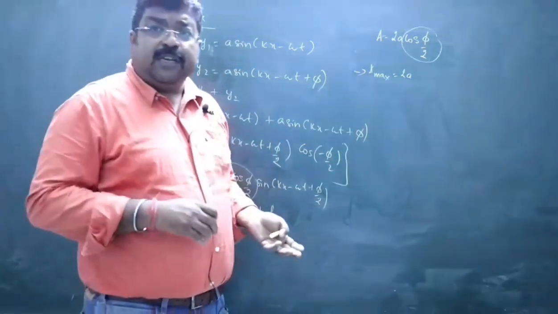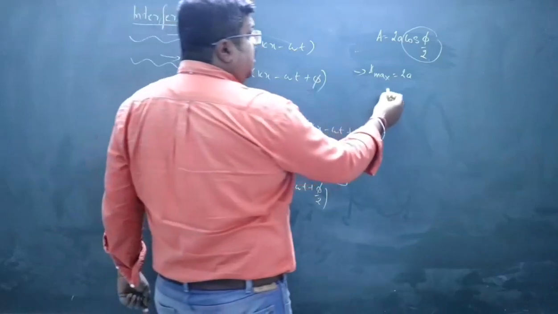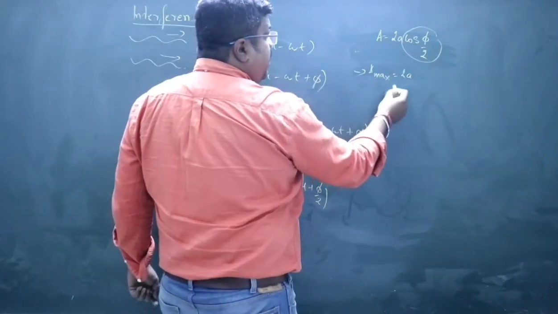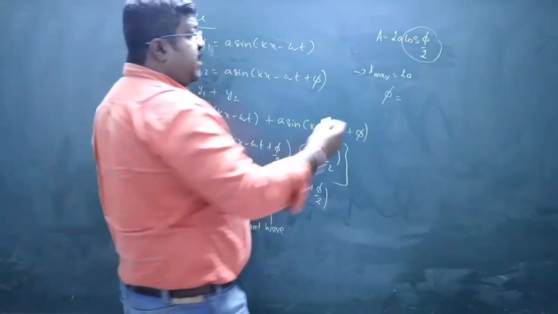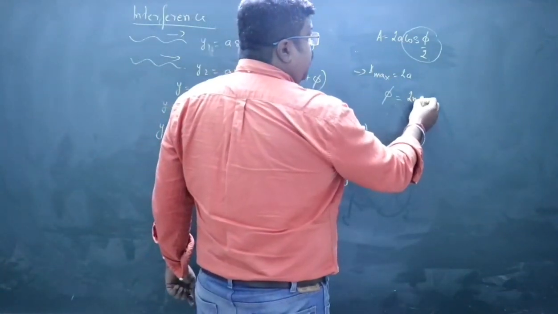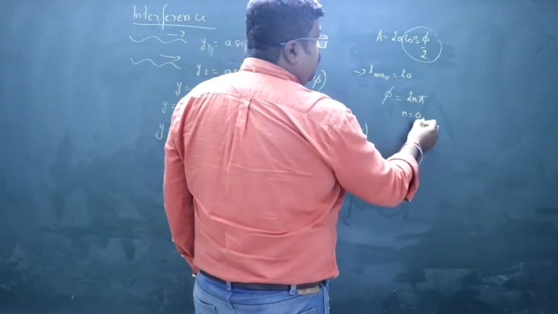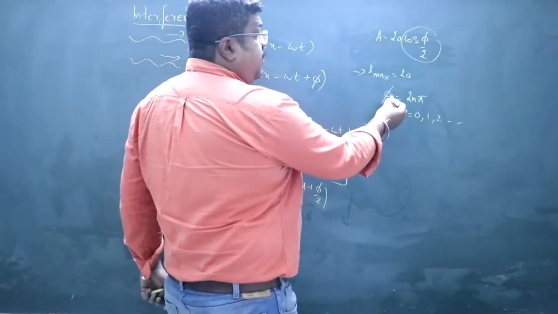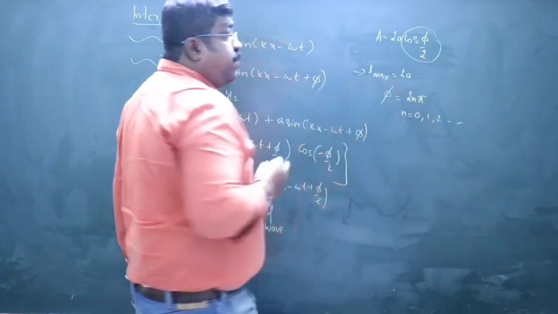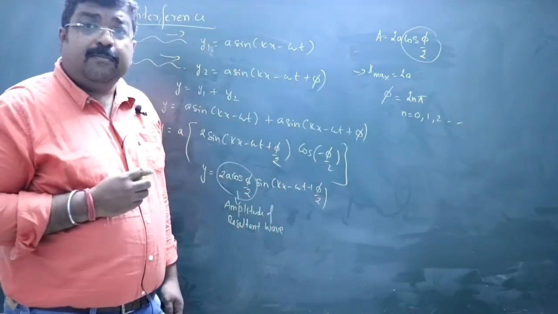Amplitude we take the positive sign only, so for this term to be 1, this φ should be equal to 0, or in general I can write φ should be equal to 2nπ, where n is equal to 0, 1, 2 and so on. When φ is an even multiple of π, this amplitude is maximum.